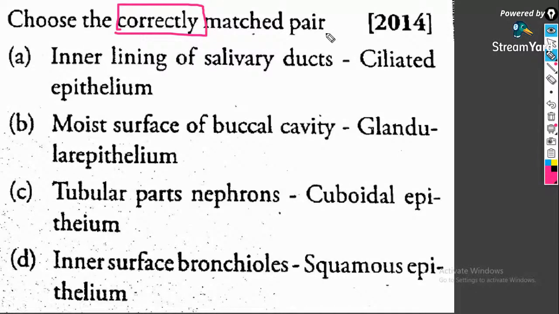Choose the correctly matched pair. Guys, this would be the last question from the chapter. We are ending off the class now before the Menti quiz. Choose the correctly matched pair: inner lining of salivary duct, ciliated epithelium; moist surface of buccal cavity, glandular epithelium; tubular parts of nephron, cuboidal epithelium; inner surface of bronchioles, squamous epithelium.